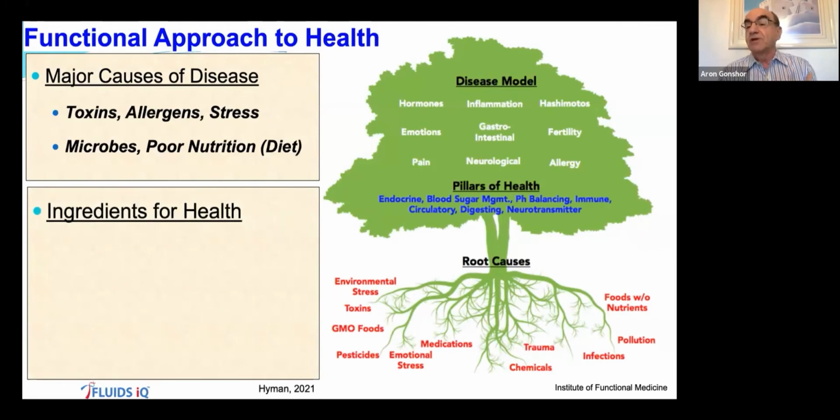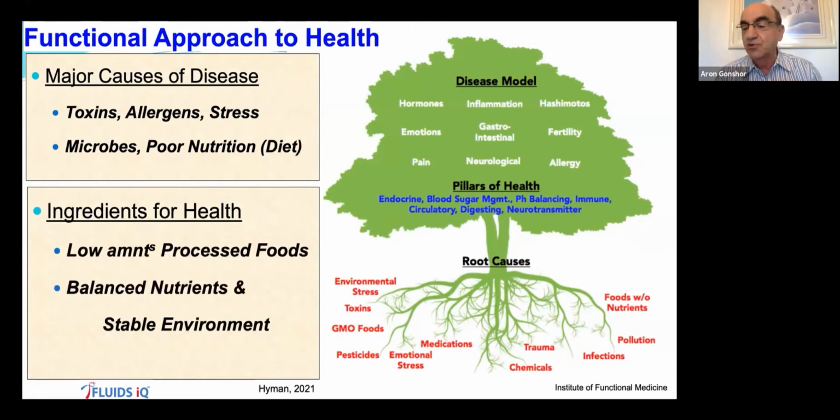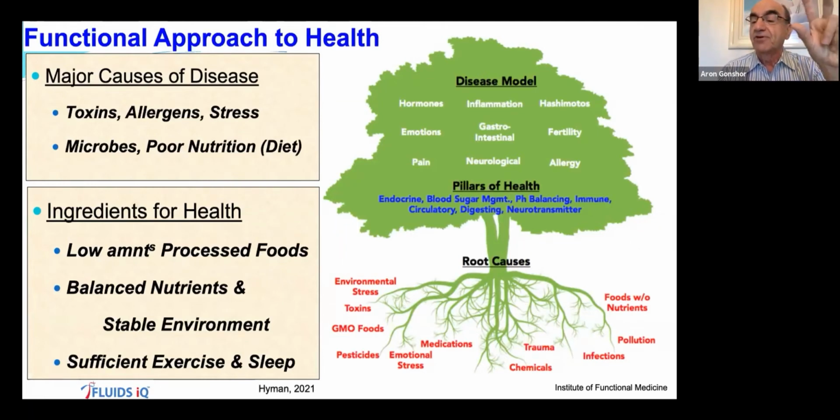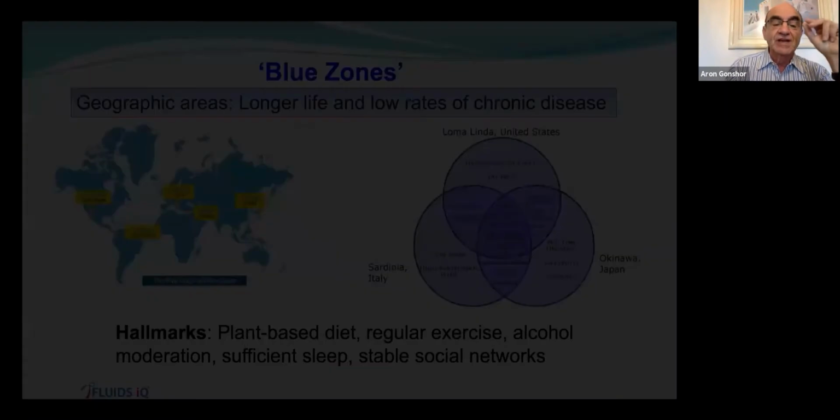And we also know what the ingredients for health are. And I know that at FDN you stress this with your DRESS system. And we know that if we can decrease the amount of processed foods, if we can balance the nutrients and stabilize the environment, we have a very good way of dealing with it. And something which I will discuss today, which is not discussed enough, is sufficient exercise and sleep. And we will discuss sleep in a whole number of contexts as we move through this hour.